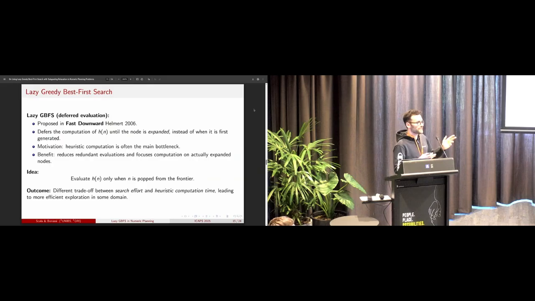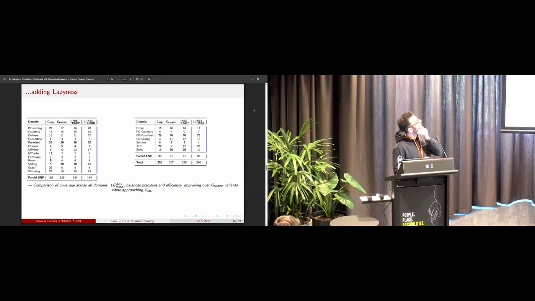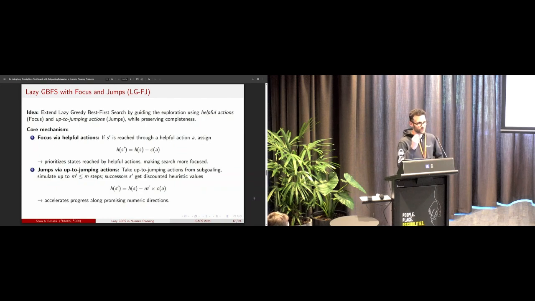So for the next ingredient, we have lazy greedy best first search. Lazy greedy best first search is similar to greedy best first search, with the exception that you evaluate the heuristic when you extract a node from the open list. So when you generate the successors of a state, those successors inherit the heuristic value of the parent. In general, lazy greedy best first search provides a different trade-off between the search effort and heuristic computation time. So if we add laziness, we get an improvement in coverage, but however, we still don't reach the coverage of the Manhattan distance.